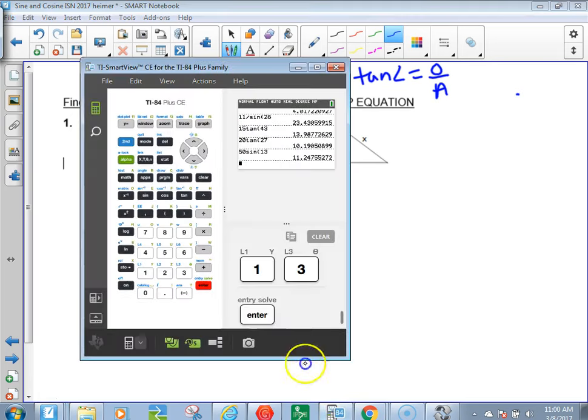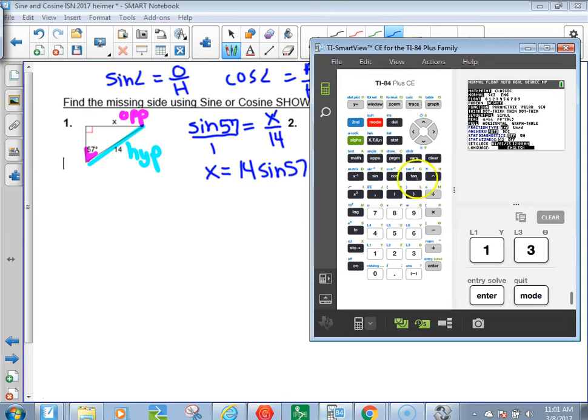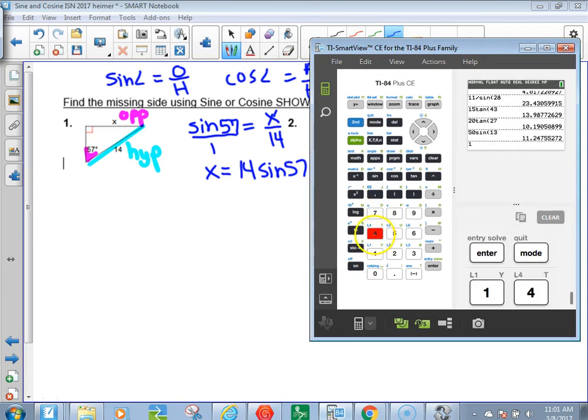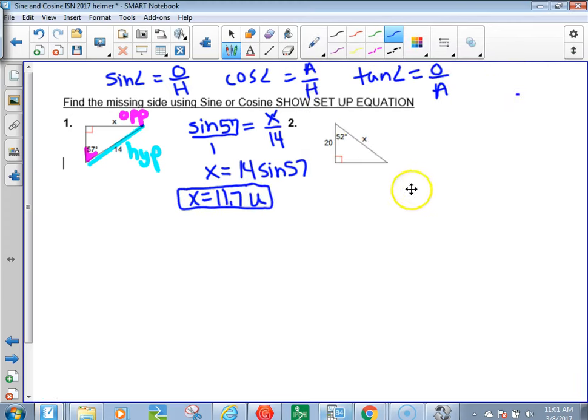So you grab your calculator. What's the first thing you should check? The degree mode, right. You want to press mode. Make sure it's in degrees. If it is in degrees, you're ready to go. If not, change it to degrees. Then type 14. Press the SIN button and put in 57, the angle measure, and hit enter. All right, so we're going to write units after it, 11.7 units. Because we don't have a measurement, but we know it's a measurement, a length.